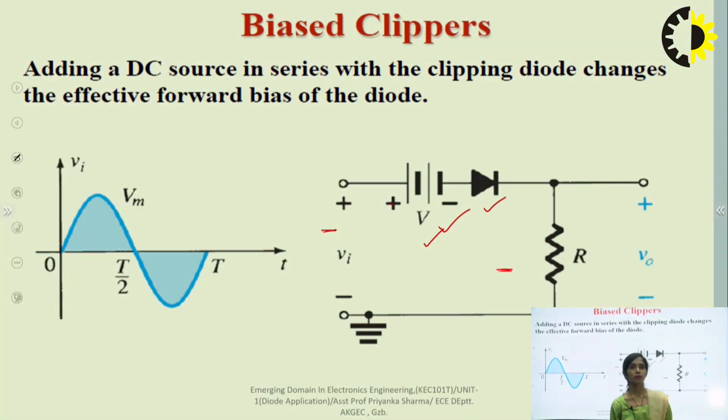But in the case of a bias clipper, the DC source that we add will be added to or subtracted from the input voltage, so that the effective voltage across the diode will change, and accordingly the diode will be forward biased or reverse biased. Next, we are going to analyze the bias clipper circuit.